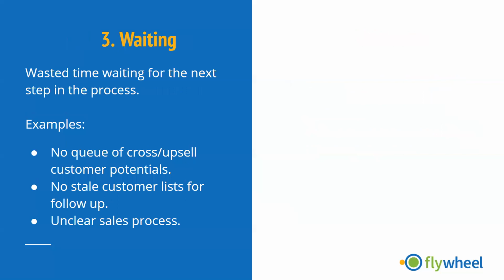Waiting, wasted time. An example of this is no queue of cross-sell, upsell customer potential. So if you sell one product that has potentially another product that could be sold to that customer, and you expect salespeople to dig through data to manually find who they should cross-sell or upsell, or remember it, you've got a problem. They're probably not going to do that because they have relationships to manage, and you may be missing opportunities. Another one is customers who haven't been contacted. We call it a stale customer list.